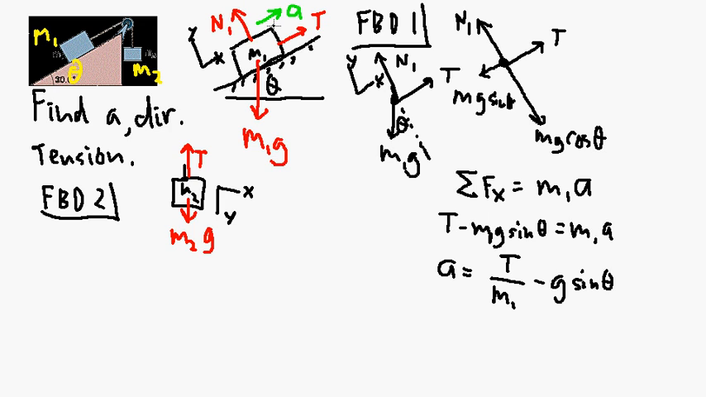Actually, here's the thing: if block 1 accelerates uphill, then it's coming closer to the pulley, which means block 2 has to be accelerating downhill, coming further from the pulley, right? So I'm going to say this A here is block 2, and it's the same A as this one, because if block 1 is accelerating up the hill, block 2 has to be accelerating straight down. And that's why I put my positive y like that.